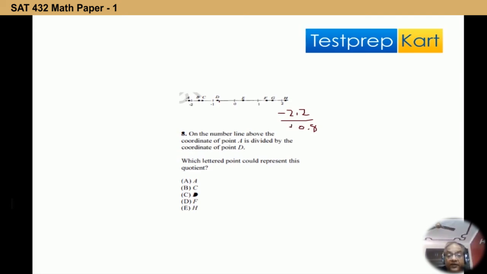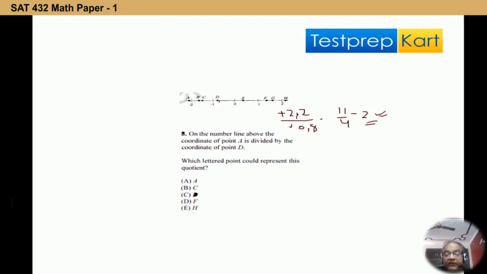Now, if I cancel this, just taking the approximate value, that will give me 11 by 4, which is 2 point something. This 2 point something means all these alphabets A, B, C, D, E, F, G, etc. are less than 2. Only H is the one which is greater than 2.